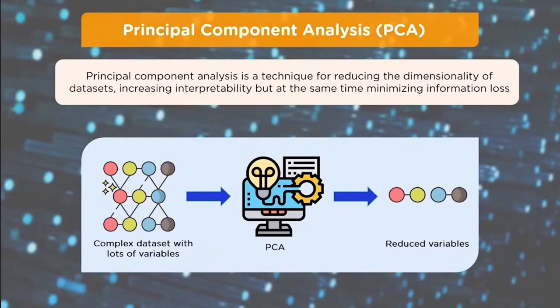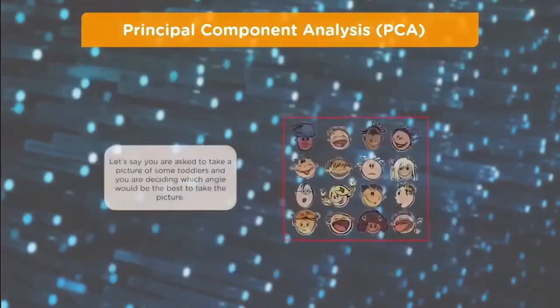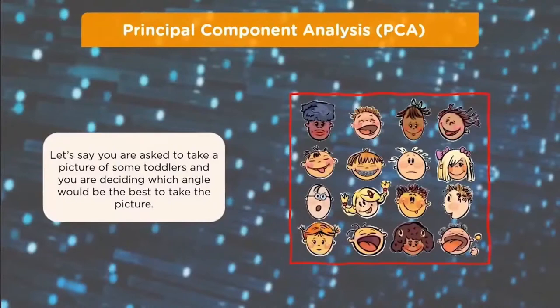This is very confusing to look at because if you look at the end result, we have the different colors all lined up. So what we're going to take a look at is, let's say we have a picture here. Let's say you are asked to take a picture of some toddlers and you are deciding which angle would be the best to take the picture from.